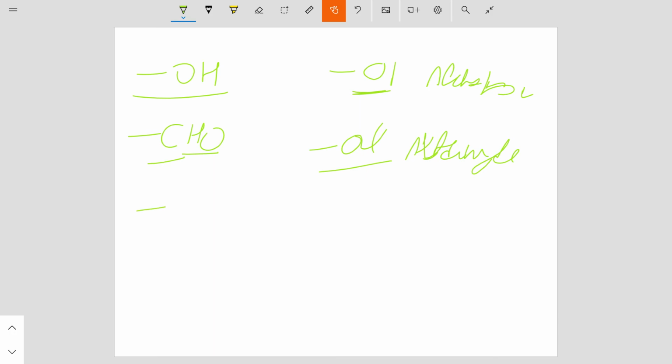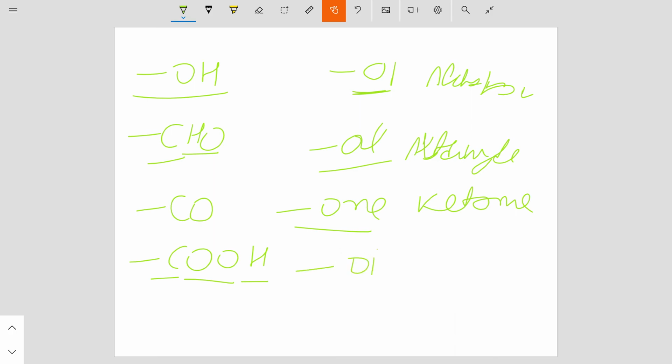First, write all of them. One carbon atom, one oxygen atom, -one. These are ketones. And lastly, it is COOH. Two oxygen atoms, one carbon atom, and one hydrogen atom, which leads at the end to -oic acid, to be written in IUPAC nomenclature. These are carboxylic acid groups.